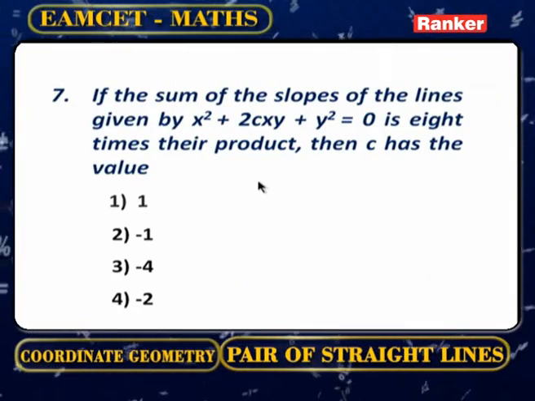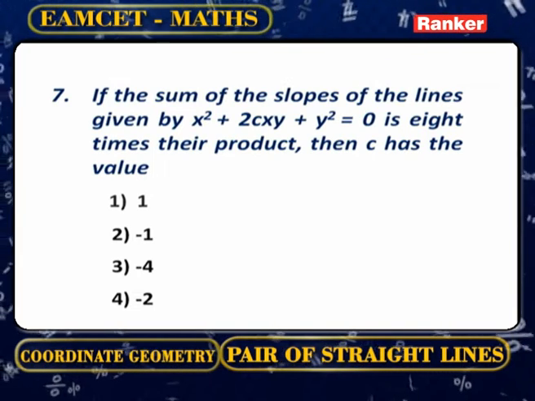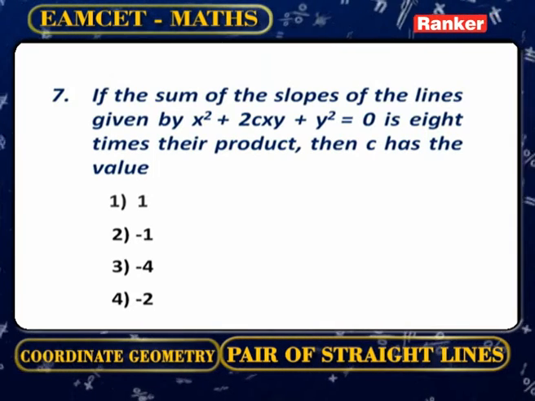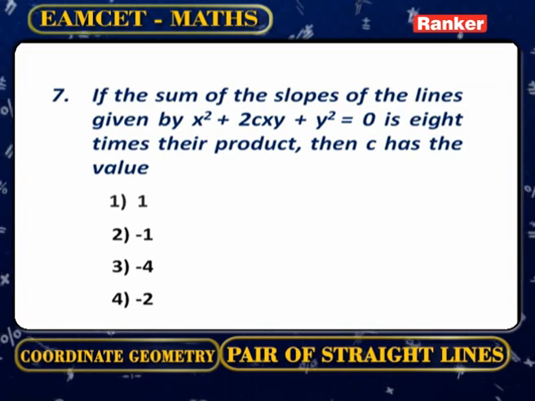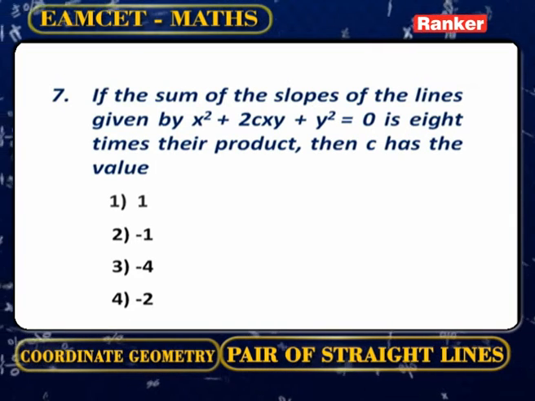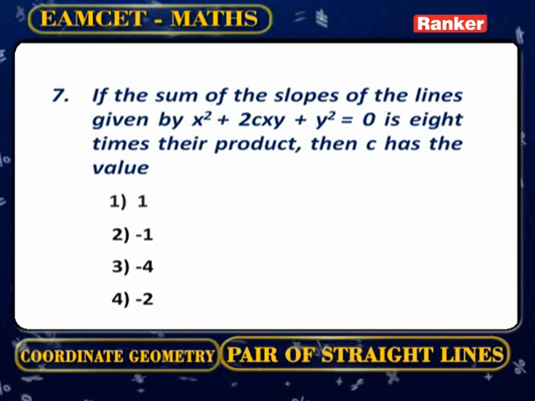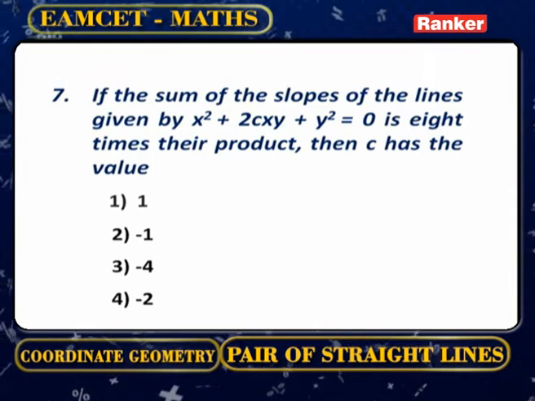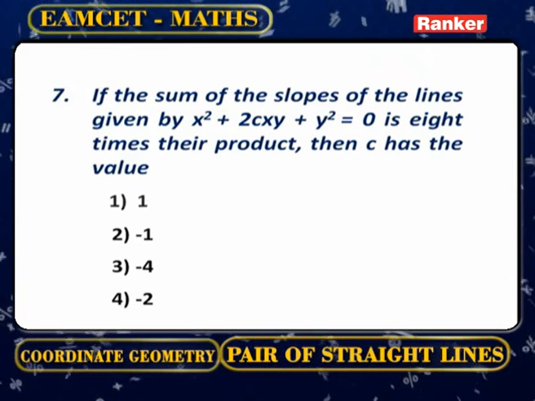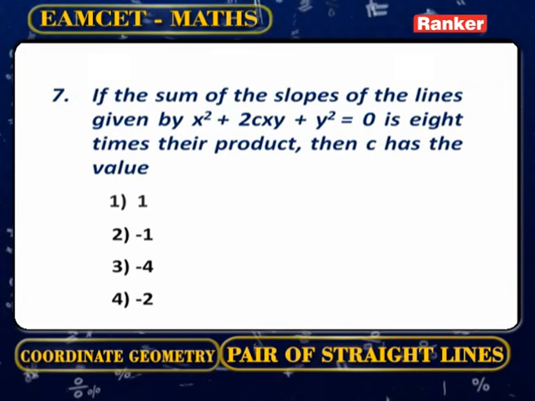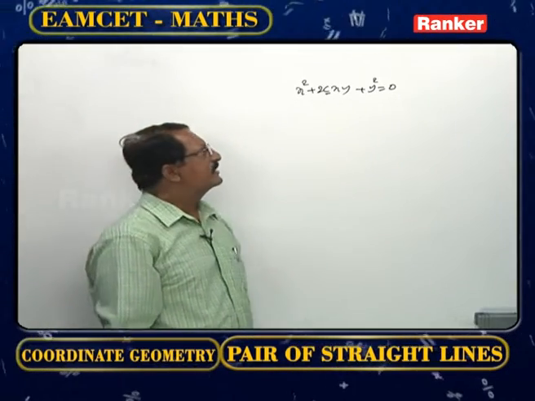The sum of slopes of the pair of lines given by x square plus 2cxy plus y square equals 0 is 8 times their product, then require the value of c. Now, sum of slopes of the given pair of lines is 8 times the product of slopes, that is the given condition.